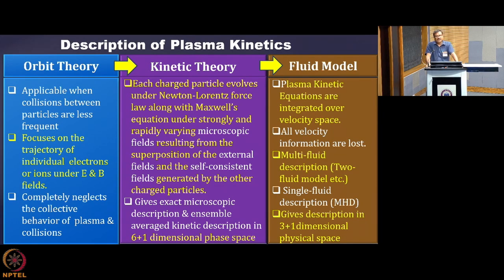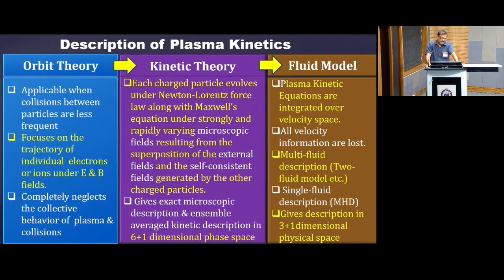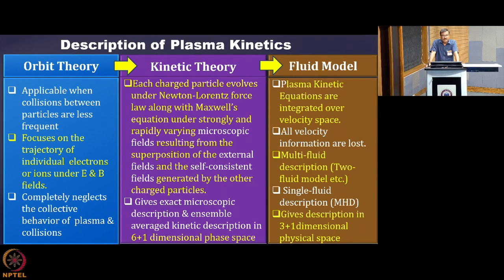So what will result? You are basically arriving from 6 plus 1 dimensional state space to 3 plus 1 dimensional physical space. So what we have done, you have integrated over the velocity in the fluid model. So you have lost all velocity information. Now what you are left with is the physical space, x, y, z, and time. Okay, and that is the space where we are very much comfortable, and which we deal with every day. So those things we can easily handle.